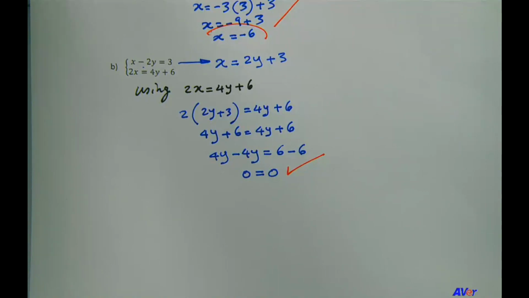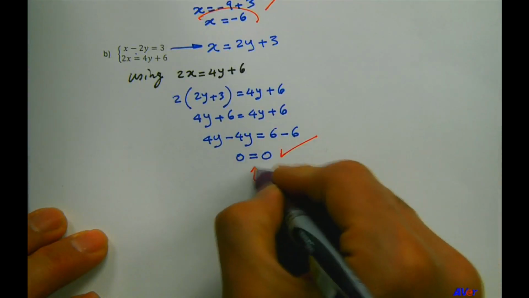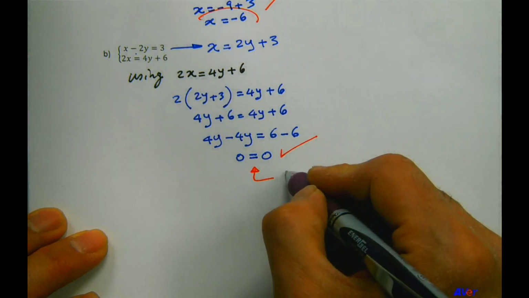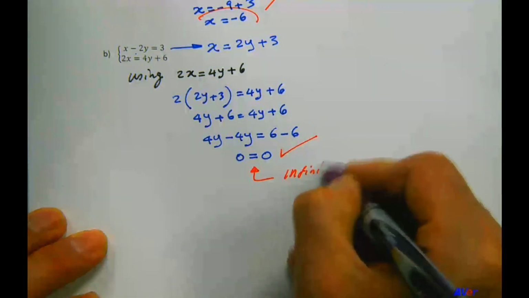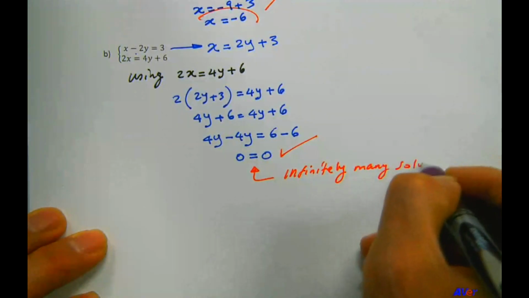Right? When this happens, that means we have infinitely many solutions. That means we do not have to solve for x, because we have infinitely many solutions, which means these two lines overlap completely along their lengths. Okay, so this means infinitely many solutions.